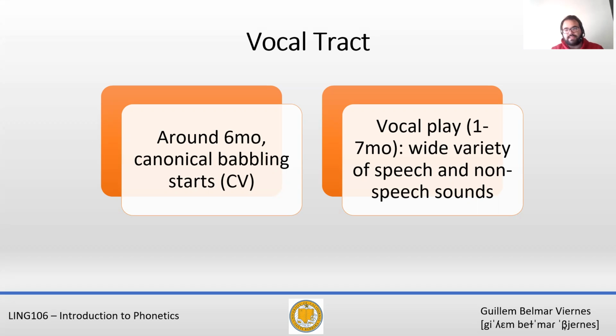So canonical babbling is mostly combinations of CV, that is consonant, vowel, and in these cases, the consonant is almost always a stop, because we said before the stop is the first thing that is acquired. You can start thinking about what the most common vowel in babies is. You probably have a good intuition on that, and there's also an explanation of why that is. And then there's vocal play. All this period is full of vocal play.